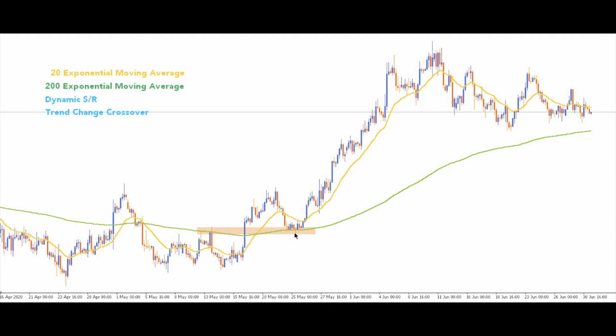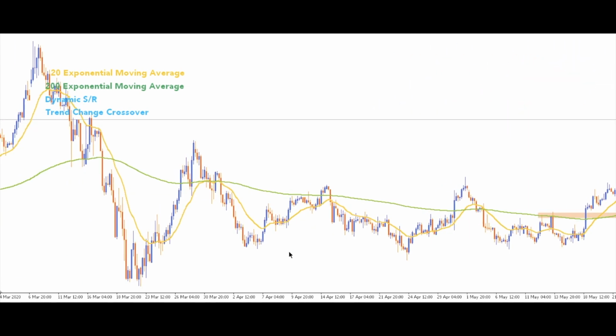And after the bounce off, you can buy from here, and you can pyramid your trade on the basis of the retracement or rejection of the 20 exponential moving average. So first you need to have the long-term perspective, then you go into the intraday perspective.